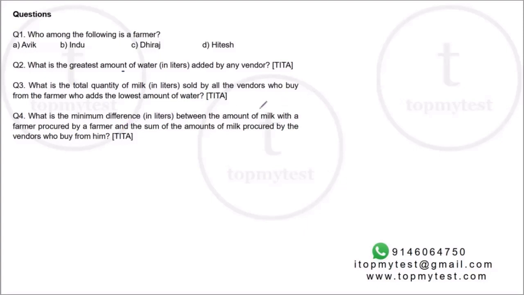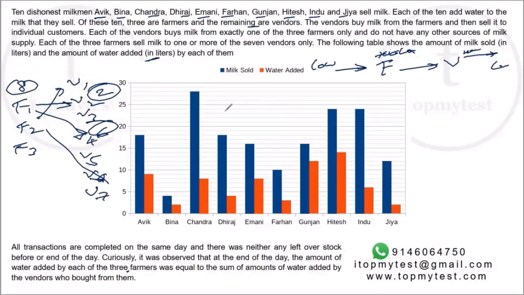Okay, so I need to figure out milk sold. You have water added. So we also know what was procured. The difference between them will be procured. For example, Avik sold 18 liters of milk, or what he calls milk, out of which 9 liters is water, which means the balance 9 is basically what he procured.